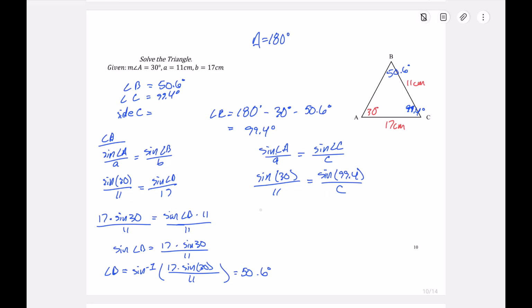If we cross multiply, we will get C times sine of 30 is equal to 11 times the sine of 99.4. If we divide by sine of 30, C is equal to 11 times sine of 99.4, all divided by sine of 30 degrees. Plug that into your calculator and you will get approximately 21.7 centimeters.